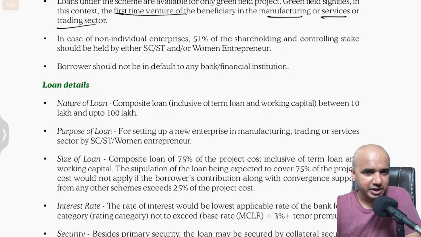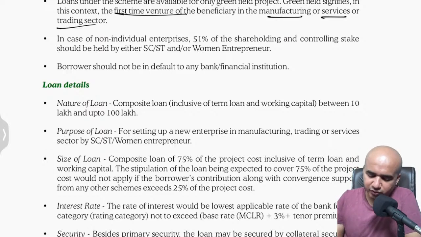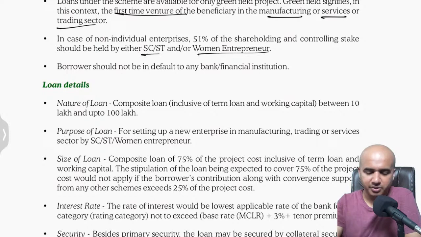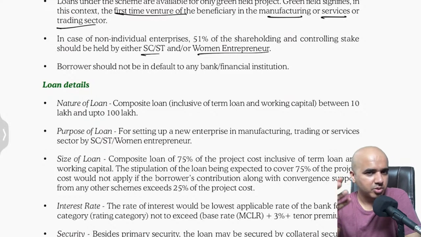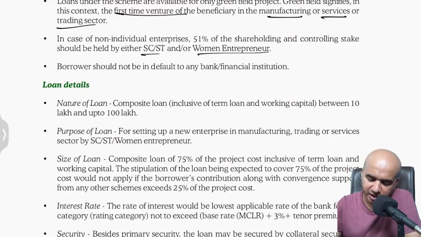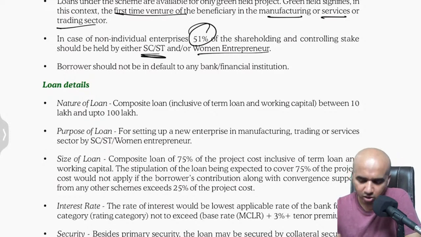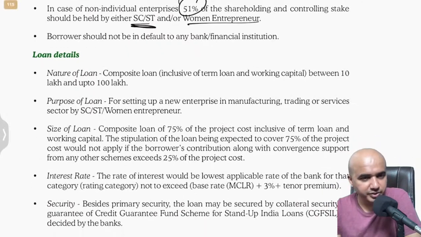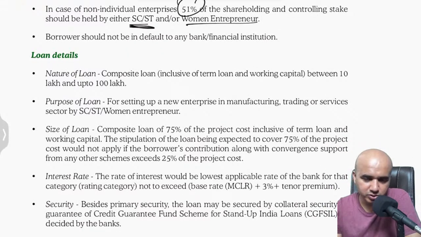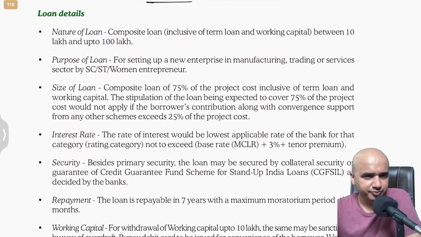In case of non-individual enterprises, 51% of the shareholding and controlling stake should be held by either an SC, ST or woman entrepreneur. Of course, for individuals we can look at their background, but if it's a non-individual enterprise, say a partnership or a company, then at least 51% of the shareholding should be held by an SC or ST or woman entrepreneur. That is encouraging, that they are giving loans not only to individuals but also to non-individuals. The borrower should not be in default. That is okay. They should not have defaulted on any loans earlier.